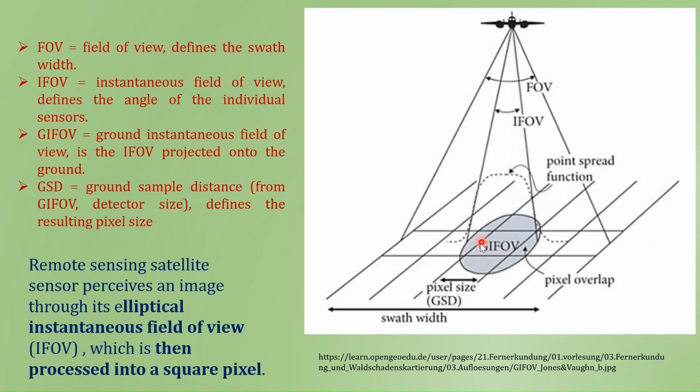But from this, the ground sample distance is calculated. The pixels that overlap are actually removed, and only that part which does not overlap with the surrounding area is calculated to get the ground sample distance, which defines the resulting pixel size. So from the instantaneous field of view we get the pixel size, and this pixel size is proportional to the instantaneous field of view and the height of the platform above the ground level.